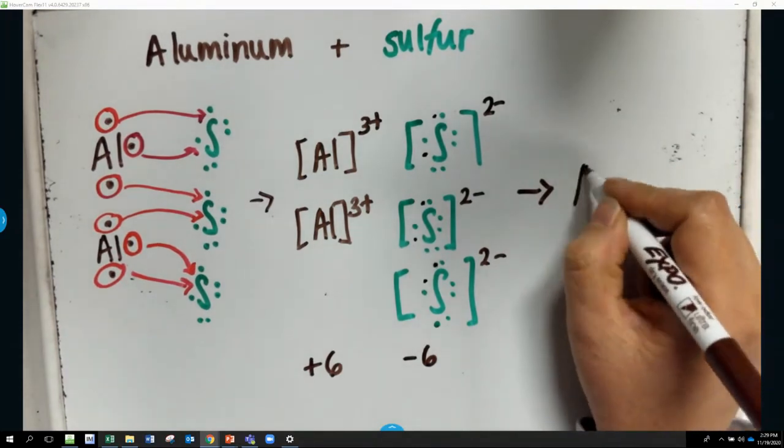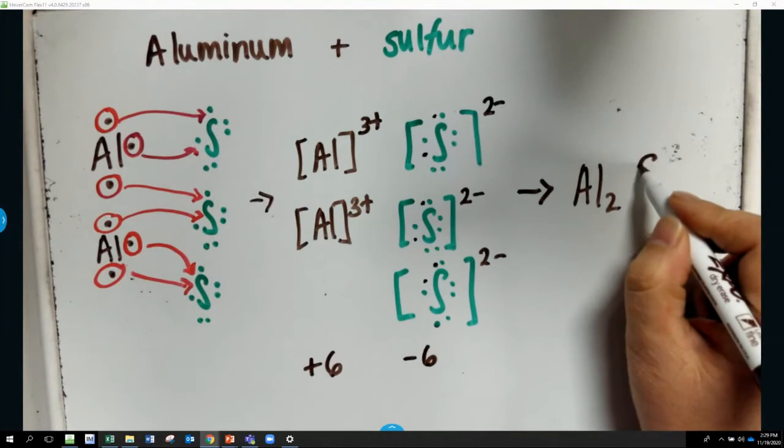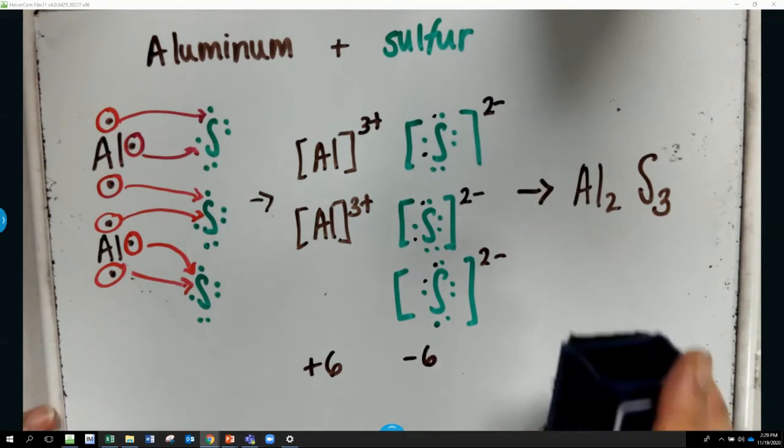So if you were to write its formula, it would look like this: 2 aluminums, 3 sulfurs. 2 aluminums, 3 sulfurs. Okay, we're going to try one last one.